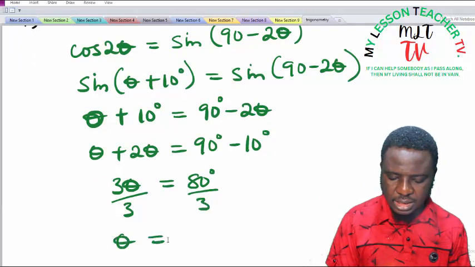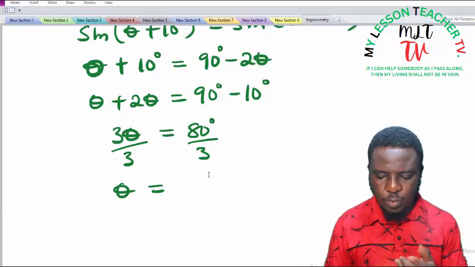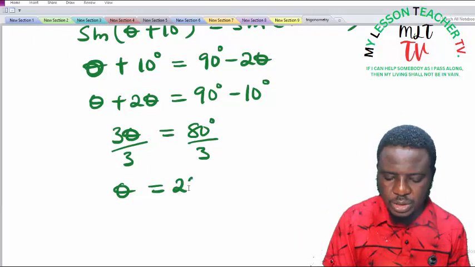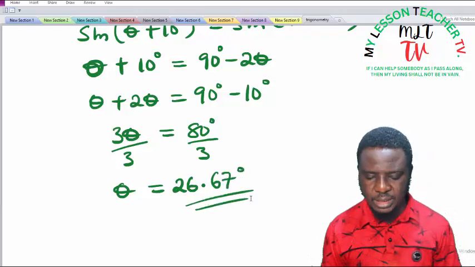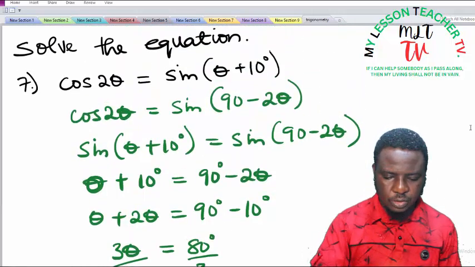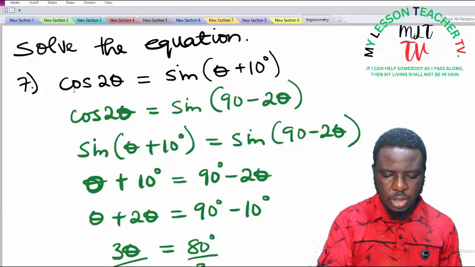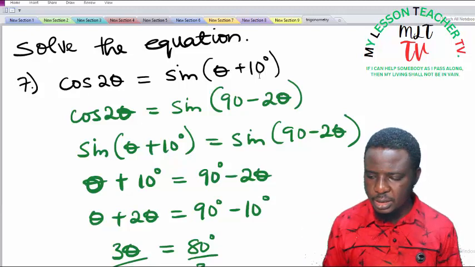And our answer is theta is 80 divided by 3. When you punch your calculator, it gives you 26.67 degrees approximately. When you approximate it, this is the value for your answer. When you substitute the value back into the original question, you agree with me that sine 2 theta will be equal to sine theta plus 10 degrees.